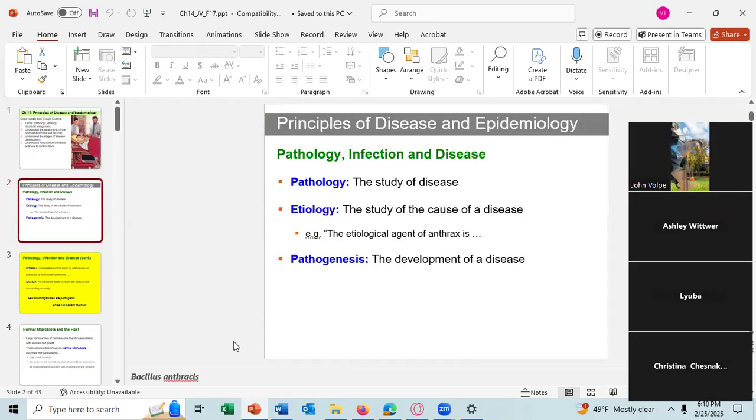All right. First, a few terms. Pathology is the study of disease. Etiology, the study of the cause of a disease. For example, the etiological agent of anthrax is the bacteria Bacillus anthracis. Pathogenesis is the development of a disease. So if you get exposed to anthrax, you likely will go through pathogenesis where the anthrax disease will develop.